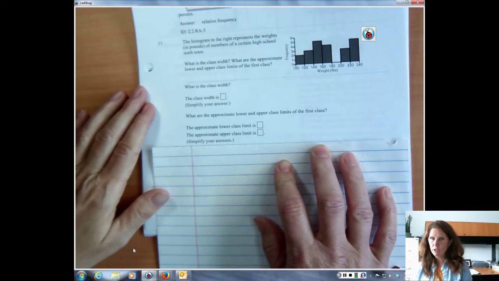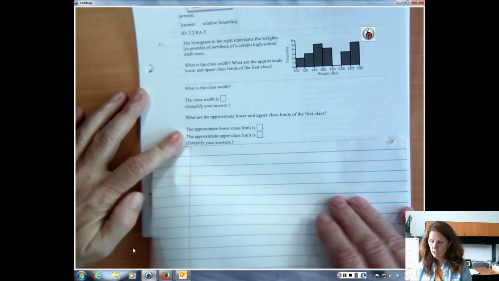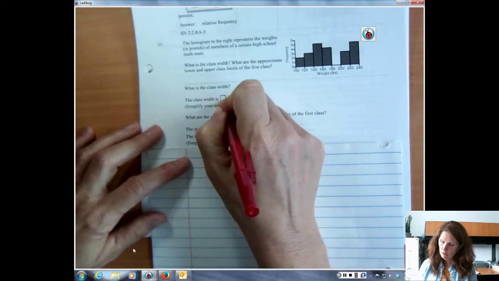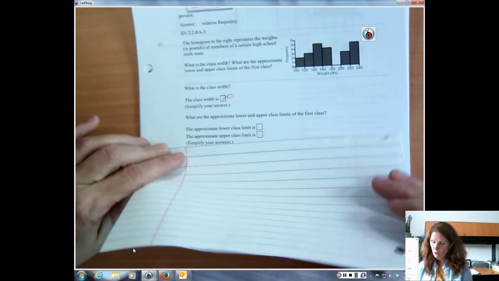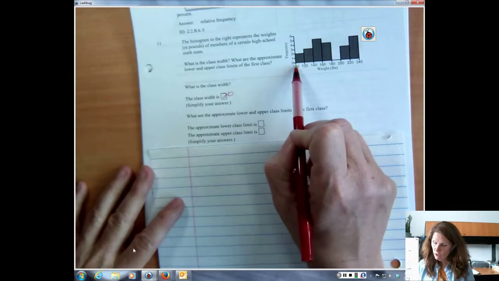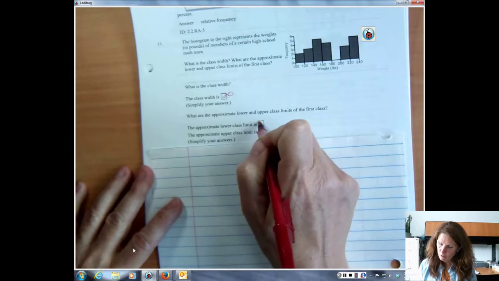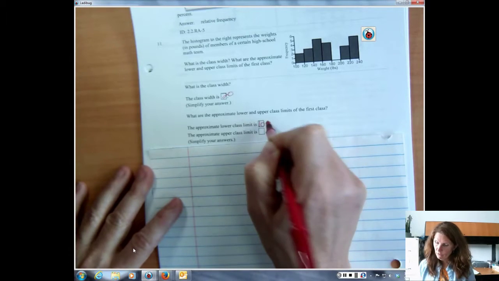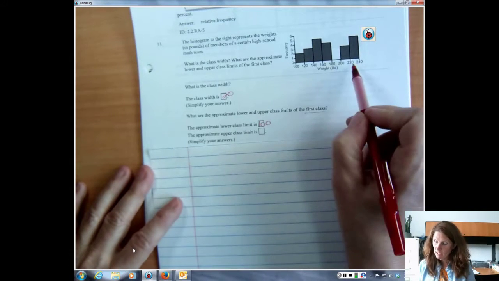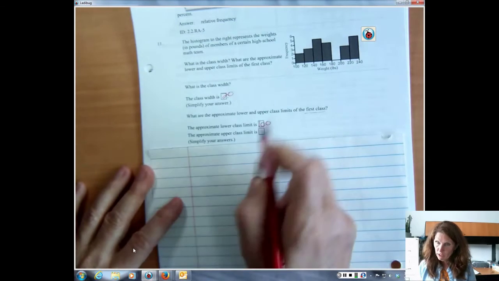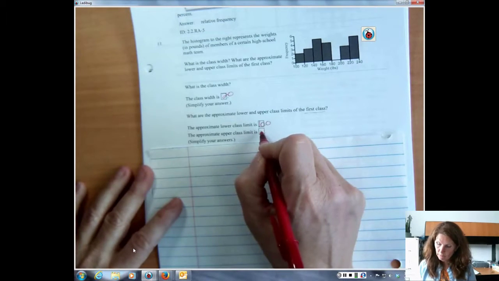And I start with 100 and it goes up to 120. So if I subtract those two, then I get a class width of 20. All right, approximate lower and upper limits, well, that's it. You have a lower limit of 100 here. This is of the first class. If we were asking about the second class, it'd be lower of 220, upper of 240, right? But the upper class limit is about 120.